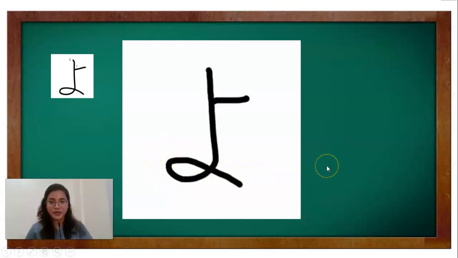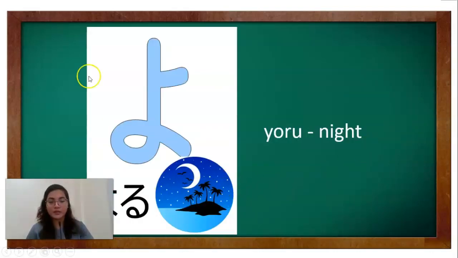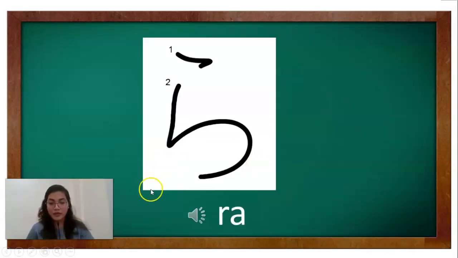Okay, good job for that. And to remember this, just imagine yoga. So yo as in yoga. Here's an example word that starts with yo. Yoru. Yoru means night. Okay, and that's the end for the ya row.